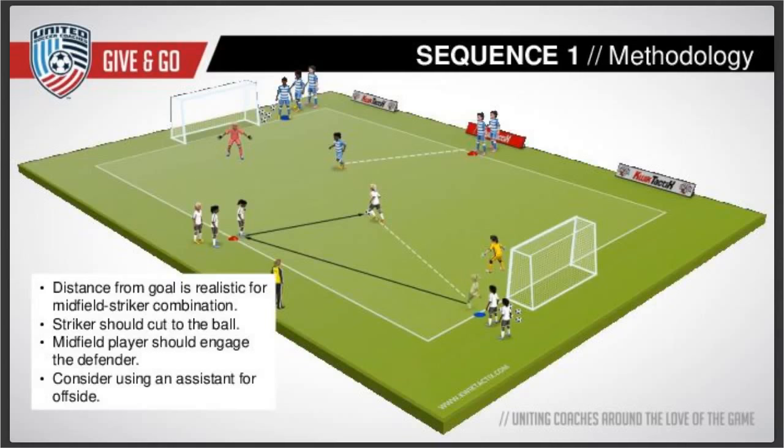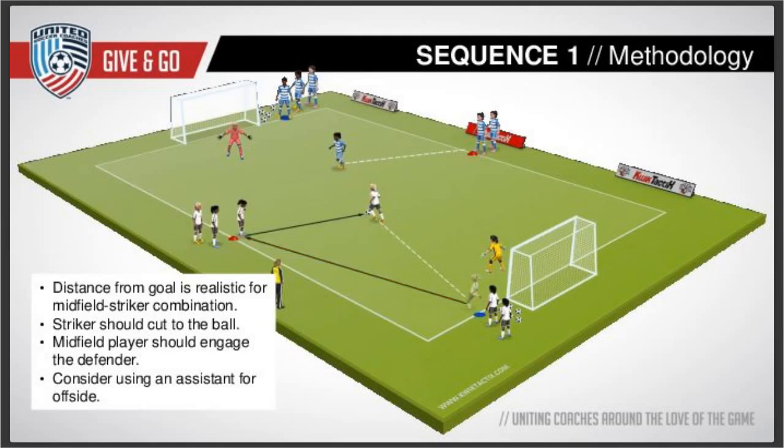So a few things to consider here. Firstly, the distance between the goals and the halfway line has to be realistic because if we're going to work functionally with roles in mind, this is our midfield player. It doesn't matter whether they're central, left or right. And here we have our striker. So the distance has to be age appropriate. In this case, probably about 20 to 25 yards away. So that's one thing to consider.